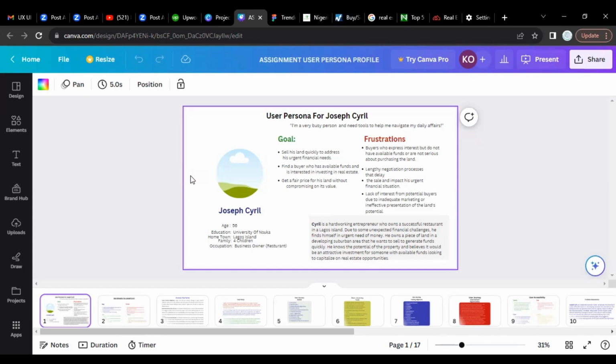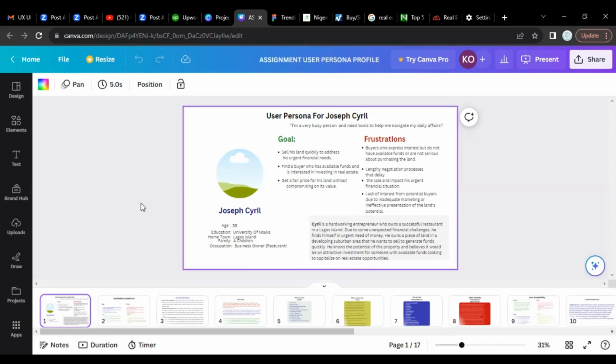Actually, I made this template using your method, the format you gave us initially. If you check, I was just following almost as you explained it. This is the user persona I was trying to make regarding the real estate app. For now I just used the name Joseph.